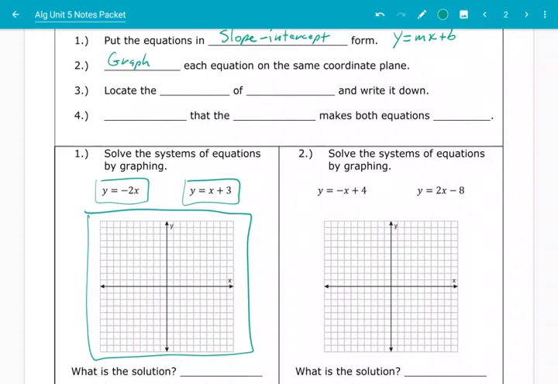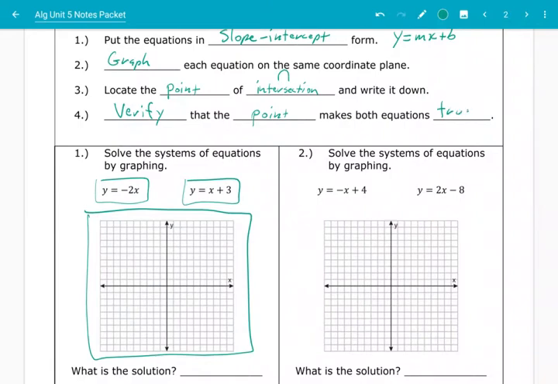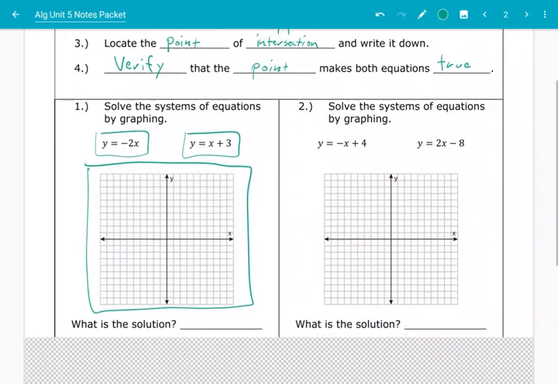And then we're going to locate the point of intersection, and write it down. And you know what? Here's a symbol for intersection. We'll use that in geometry next year. Okay, so we're going to locate the point of intersection, write it down, and then we're going to verify that the point makes both equations true by just plugging it in and checking our answer.